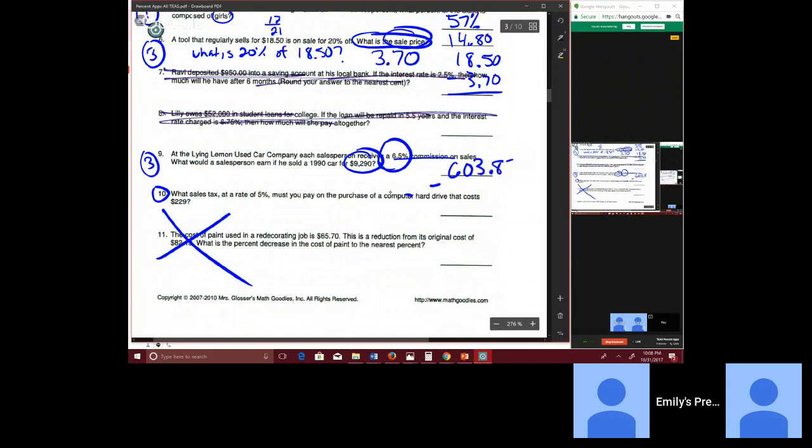That was their only question, is how much does this person get? So they don't get the amount that the company made off the sale and the 6.5, they just get the 6.5%.